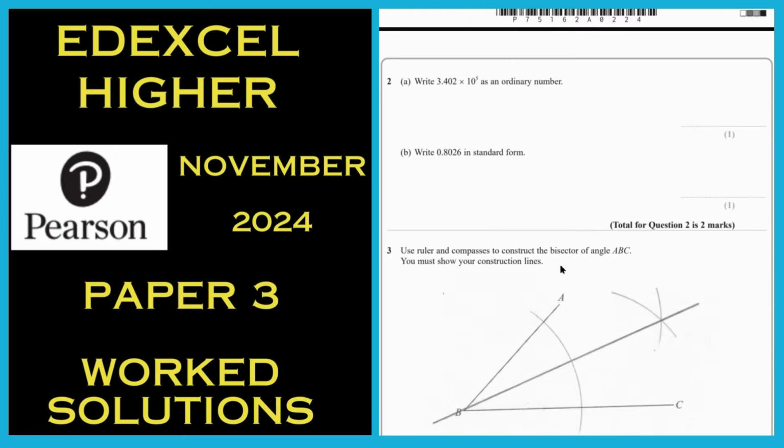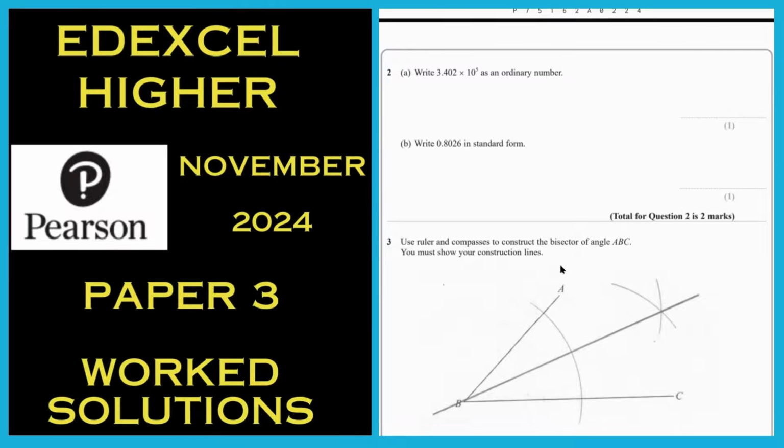Anyway, number 2. We've got a bit of standard form. When you are trying to take a number out of standard form, my method is look at the power. It's positive, making this answer a large number. And if a number is large, these digits need moving over to the left.